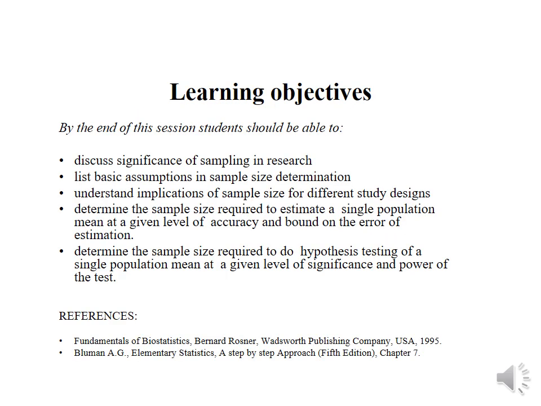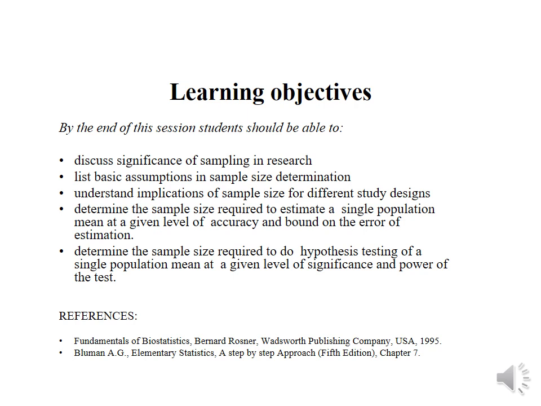So what are our learning objectives? These are: discuss significance of sampling and research, list basic assumptions in sample size determination, understand implications of sample size for different study designs, determine the sample size required to estimate a single population mean at a given level of accuracy and bound on the error of estimation, determine the sample size required to do hypothesis testing of a single population mean at a given level of significance and power of the test.